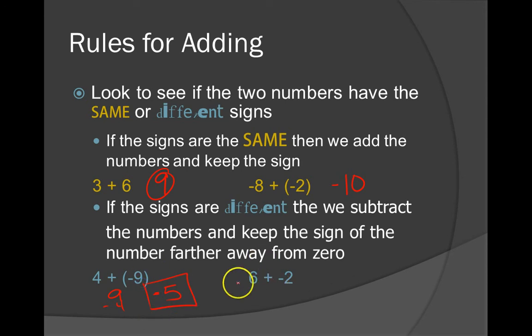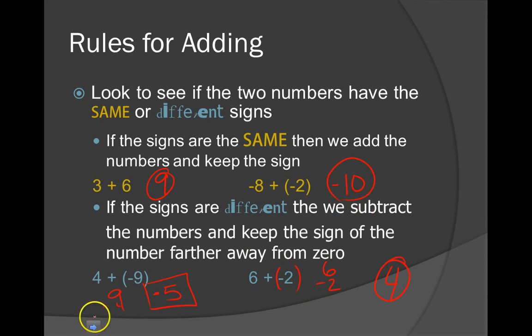Here's positive 6 plus negative 2. Sometimes we like to add parentheses around. Well, the signs are different, so we subtract, and that's 4. And which one's farther away from 0? 6 is farther away from 0 than negative 2, so it stays positive.